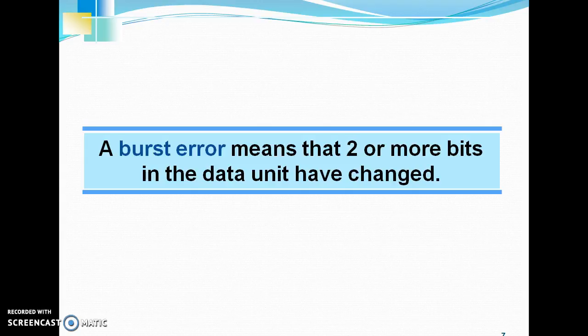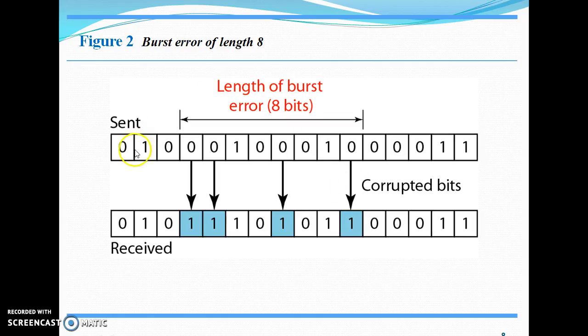Next, burst error. Burst error means two or more bits in the data unit have changed. We'll see one example. This is the message sent by the sender, and when it is received by the receiver, multiple bits are changed. The bit in this position, that 0, is changed to 1 at the receiver side. Again 0 to 1, and this 0 is also changed to 1. These are called the corrupted bits, and the length of this is called the length of the burst error.